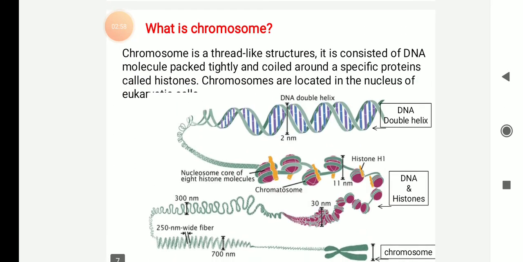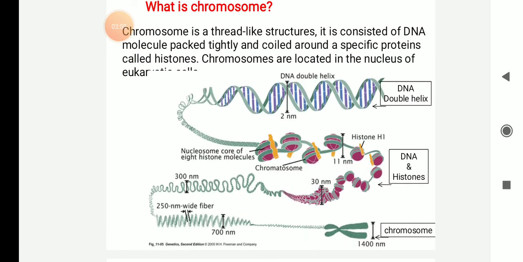So a chromosome is a thread-like structure. It consists of a DNA molecule packed tightly and coiled around specific proteins called histones. Chromosomes are located in the nucleus of eukaryotic cells. Normally the DNA is a double helix structure. Here it is surrounded by histone proteins, so it will be converted into chromosomes.